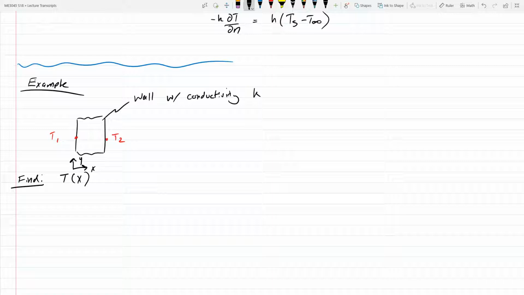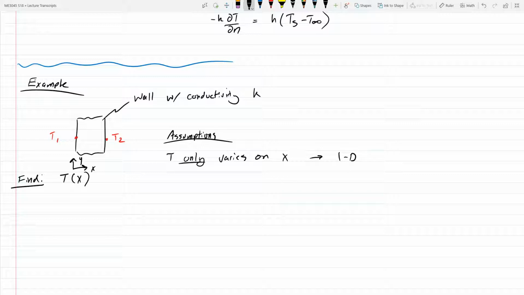Okay. Our assumptions here are that the temperature only varies on X, so this is a one-dimensional problem, that we're operating at steady state, and that we have no heat generation inside of the wall. Okay, so there's literally just a passive wall with constant temperatures inside and out.